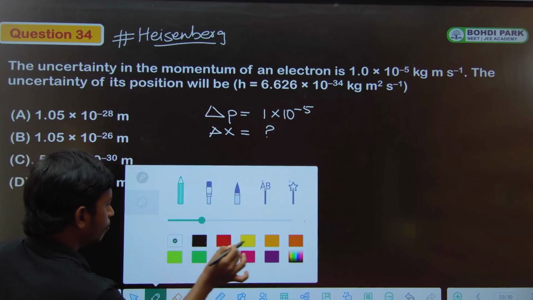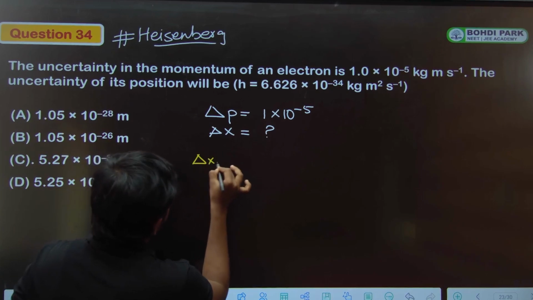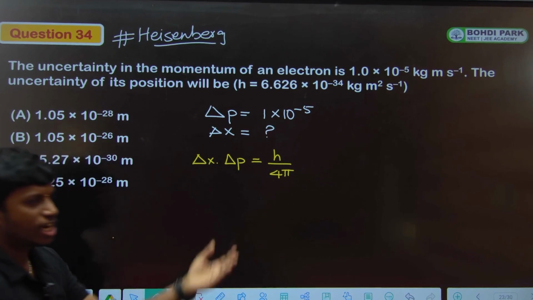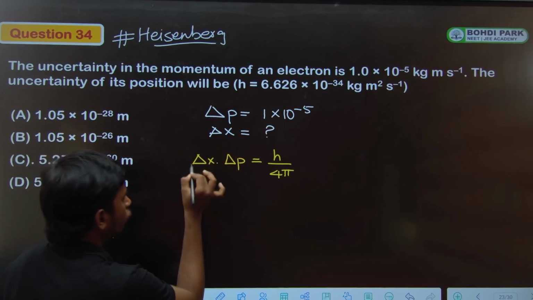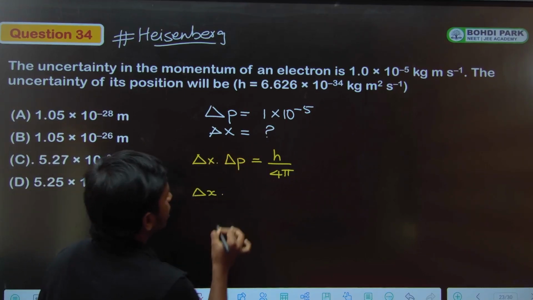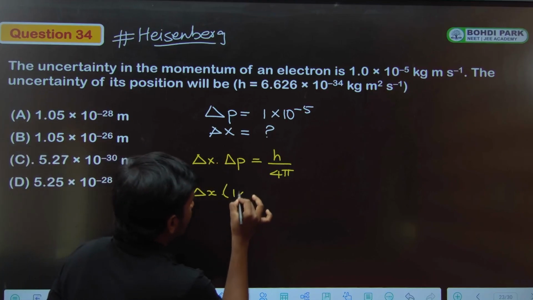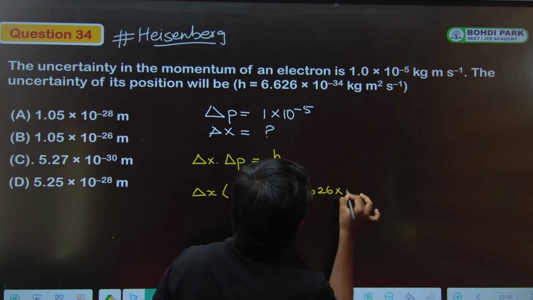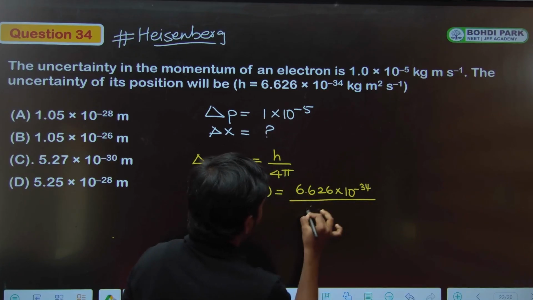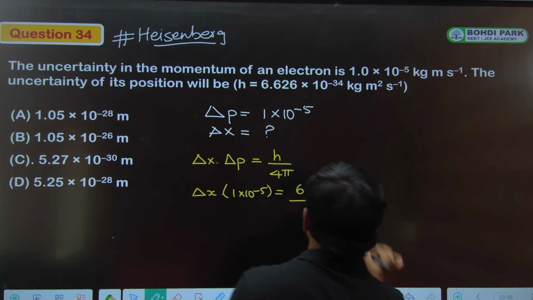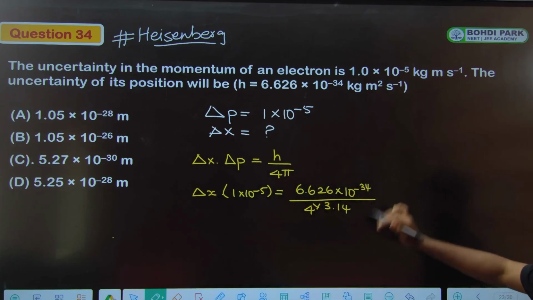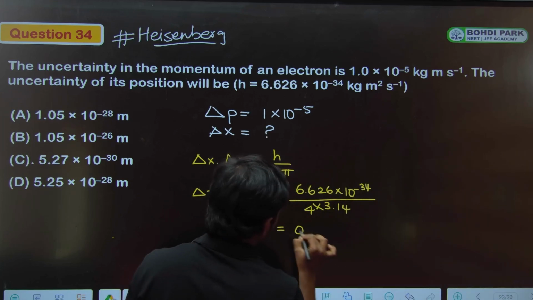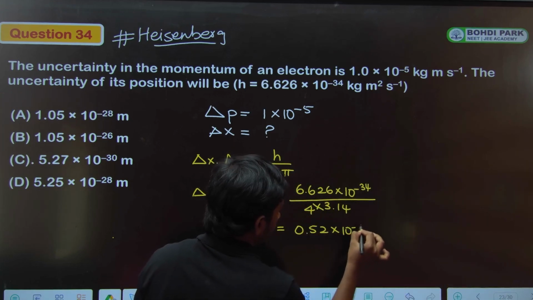What is the Heisenberg uncertainty principle? delta x delta p is equal to h by 4 pi. Okay? Apply the values. What is h? Planck's constant. So we need to find delta x. So delta x into delta p, whose value is 1 into 10 to the power -5, is equal to h, whose value is 6.626 into 10 to the power -34, divided by 4 into 3.14. Okay? We have applied all the known values. If you solve 6.626 divided by 4 into 3.14, we get around 0.52 into 10 to the power -34. We get the value.